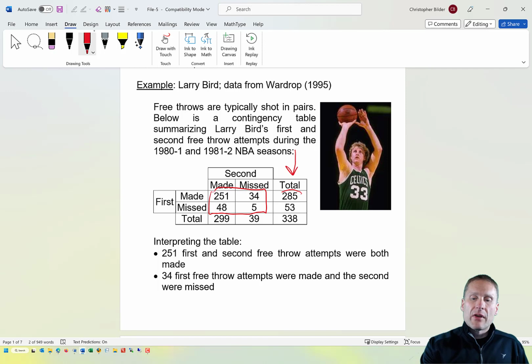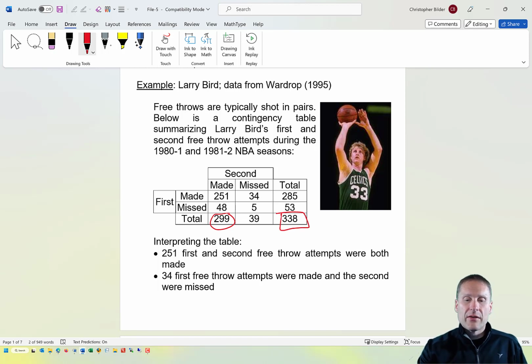So, for example, this 285 here represents that Larry Bird made 285 first free throw attempts, where I don't care about what happened on the second attempt. And all it is, is 251 plus 34. And lastly here, this 299 represents that 299 times he made the second free throw, where we don't care about what happened on the first attempt. There are a total of 338 free throw pairs that were shot together. So if you add up what I circled there, you get the 338.